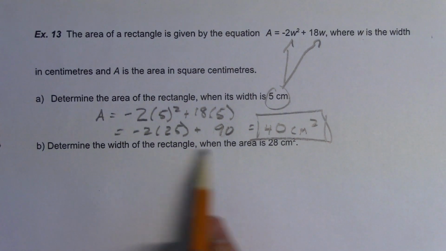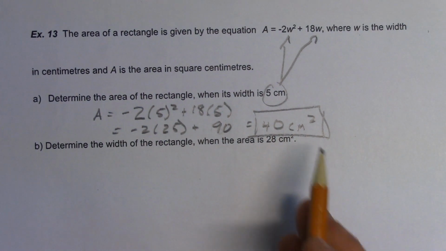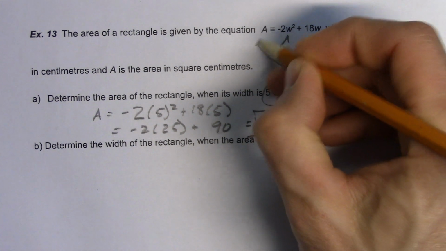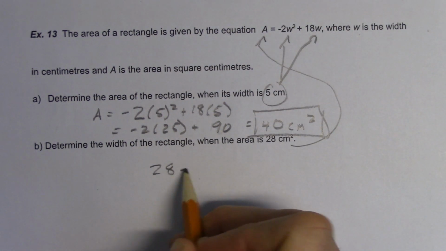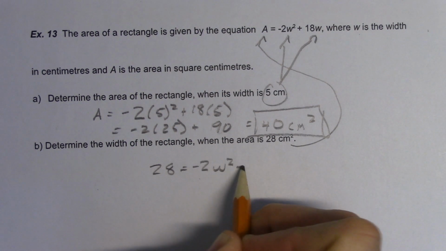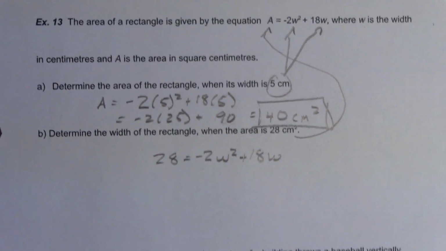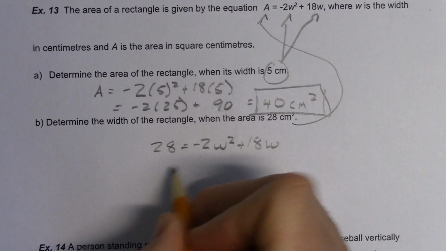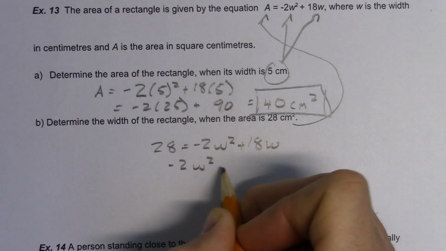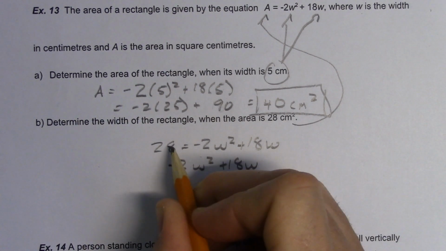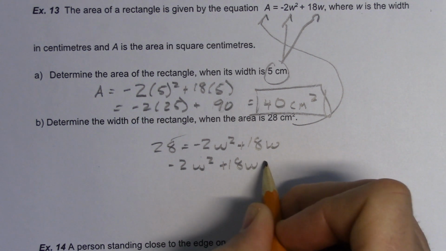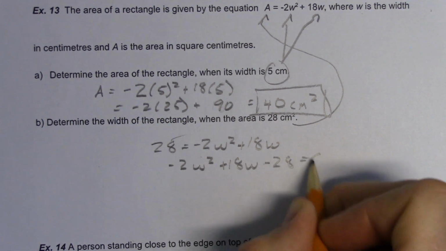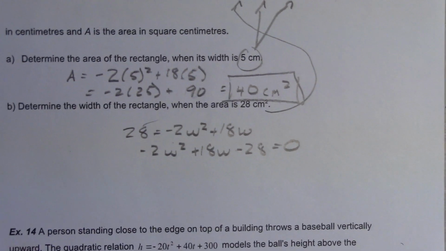Okay, determine the width of the rectangle when the area is 28. So in this case, we're subbing in for area now. So we have 28, and then we're going to solve for the width. Let's put this into standard form and factor. We can get the width. Plus 18W. I'm just going to put the negative 28 on the same side. Any questions there so far?